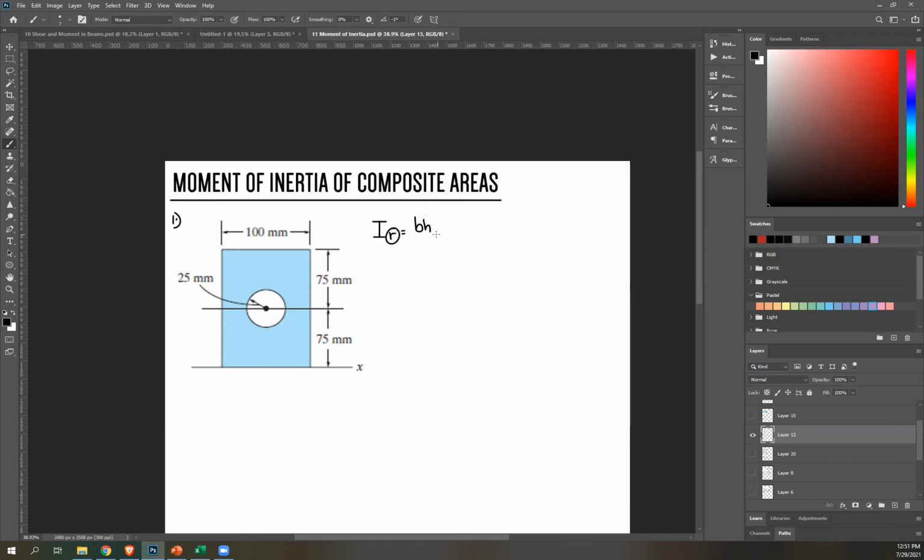So I call it I sub R to denote rectangle. Then let's solve. Base is 100. Total height is 150. And then over 3. Please solve. What's the answer? Correct.